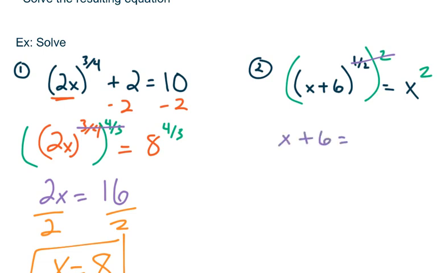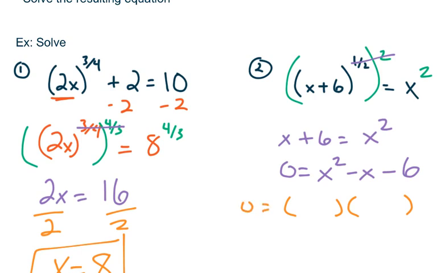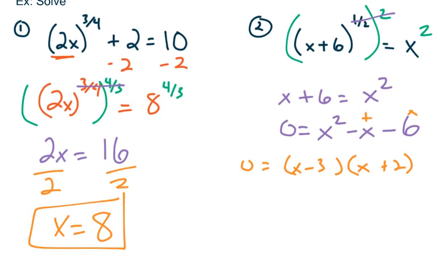x plus 6 is equal to x squared. Let's get everything to one side, so we'll have 0 equals x squared minus x minus 6. This one can be factored. The number in front of x squared is 1. Two numbers that multiply together to get -6 and add together to get -1 are -3 and +2. So x minus 3 times x plus 2, which means my two solutions are x equals +3 and x equals -2.